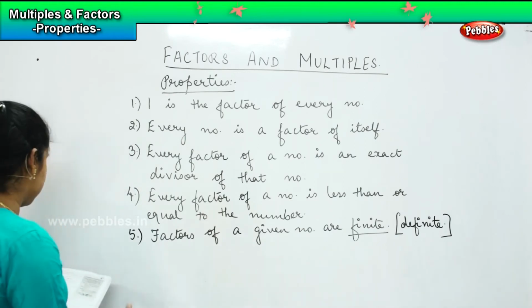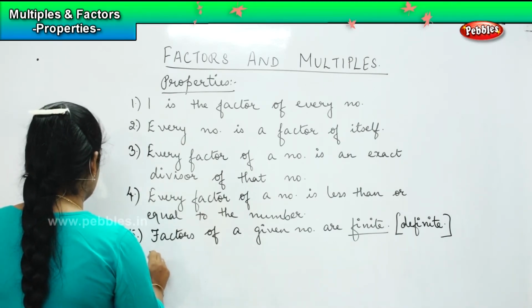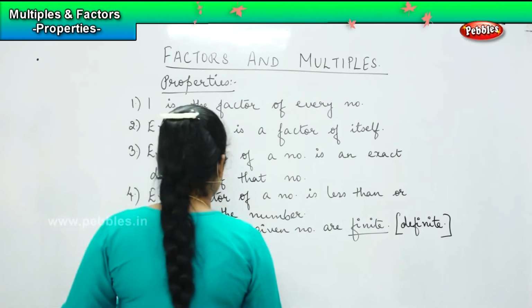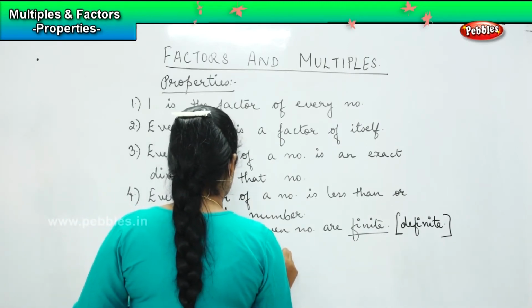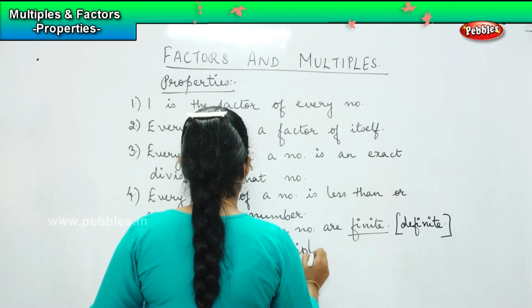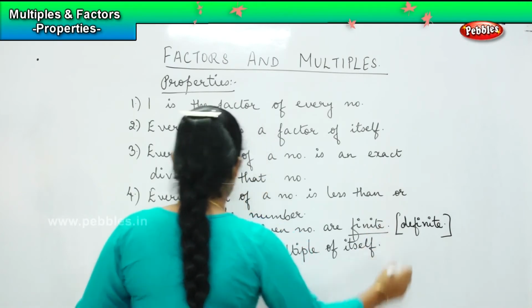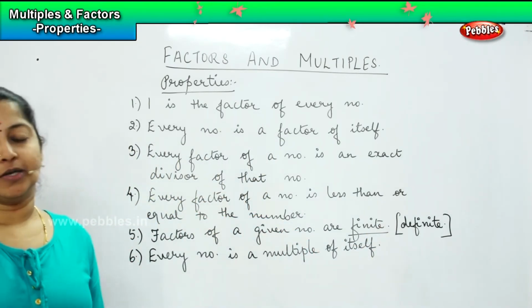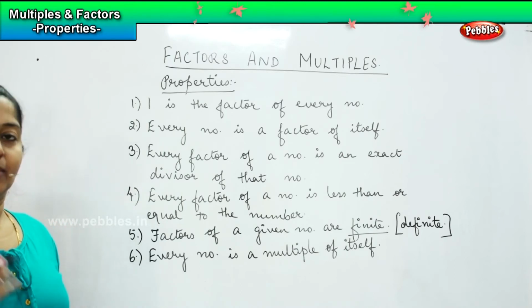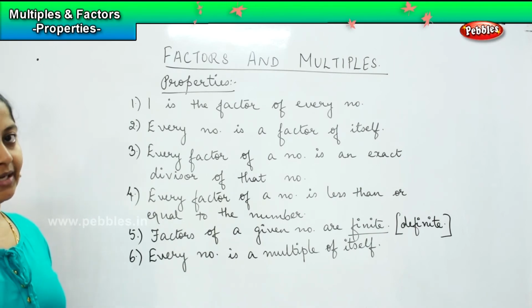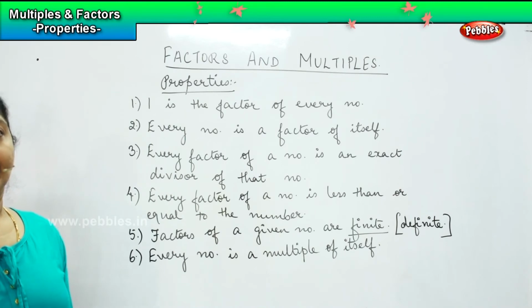Okay, the next property is every number is a multiple to itself. Every number is a multiple to itself, which means that 21 will be the multiple of the number 21 itself. 25 will be the multiple of its own value 25. Just as a factor is a factor to itself, similarly, a multiple is a number to itself.